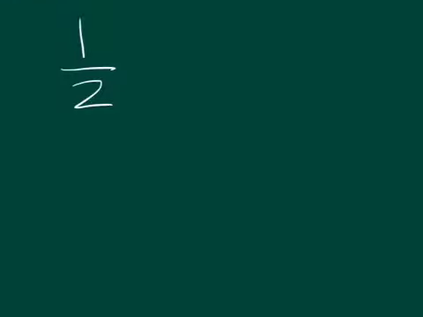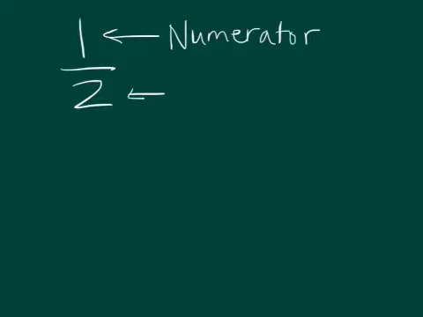Okay, so here is a fraction. What is the top number called? 1. What's it called? What's its name? Numerator. The numerator. The bottom number is called the denominator.